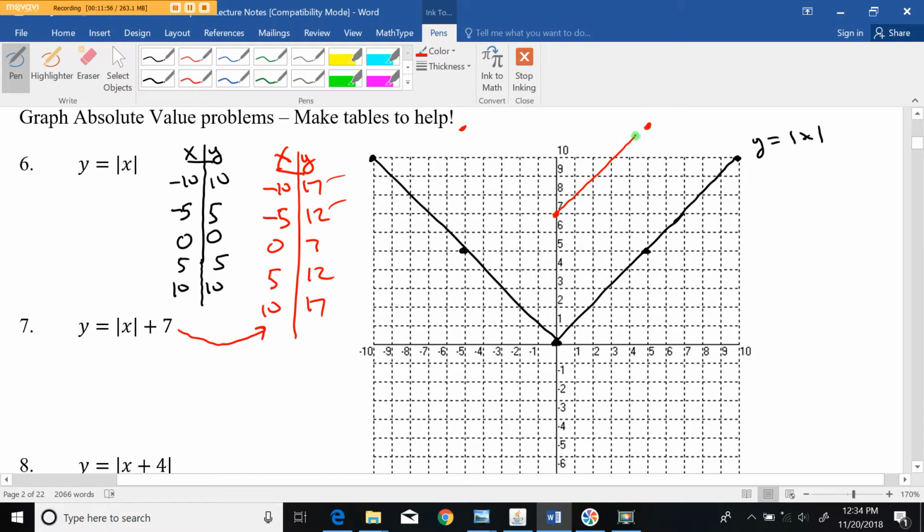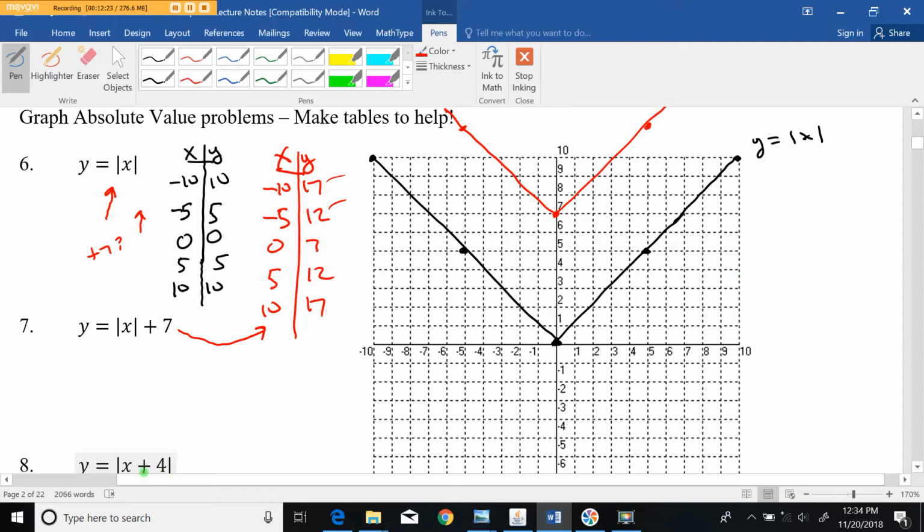So we'll go ahead and sketch this. This just goes on forever in that direction. Same thing in that direction. So again, an important fact here is, what did the plus 7 do? It took this graph and raised it up 7 units. Had this been a minus 7, it would have taken the same graph and dropped it down 7 units.